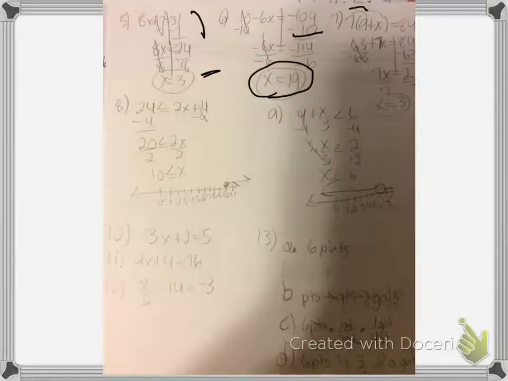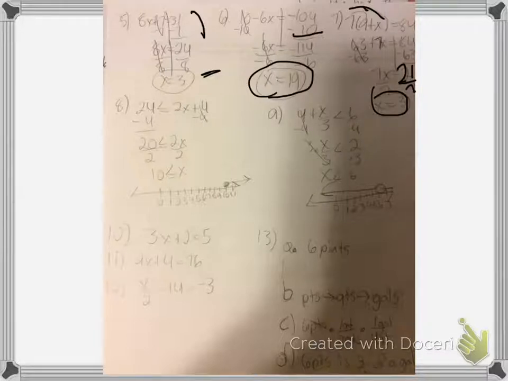Next problem, distribute. Alright, then you get 63 plus 7x equals 84. I subtract 63. I get negative 21. Excuse me, you can't really see that. Divide by 7, and you get x equals 3.